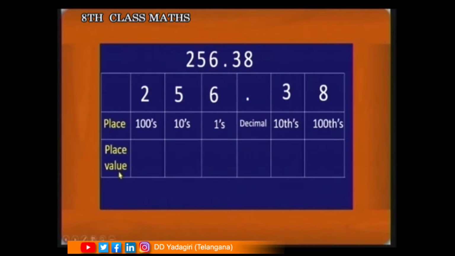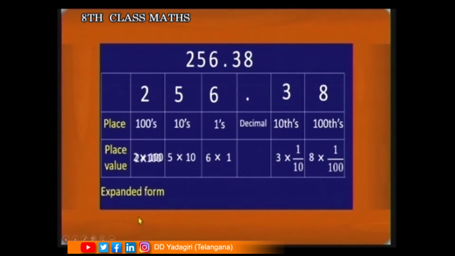And how do you write place value of each number? 2 into 100. Here 5, we multiply 5 and 10. Here we multiply 6 with its place 1. Here we multiply 3 with its place 1 by 10. And here we multiply 8 with its place 1 by 100. Now the expanded form will be, we sum up all these terms, 2 into 100 plus 5 into 10 plus 6 into 1 plus 3 into 1 by 10 plus 8 into 1 by 100.